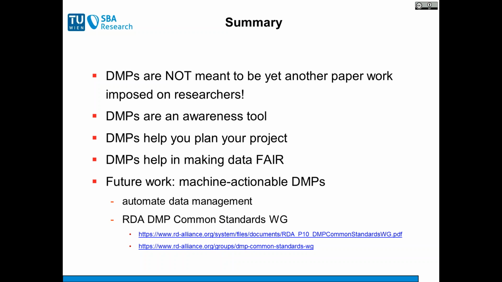The primary goal of DMPs in Horizon 2020 is to make data FAIR: findable, accessible, interoperable, and reusable. And future work that I'm working on is machine actionable DMPs. If we are able to automate data management, get this information from different stakeholders automatically, and send notifications, we could really reduce a lot of work that is now being done by you. If you want to learn more about what we're doing in that direction, you can visit one of the links you can see in the slides.